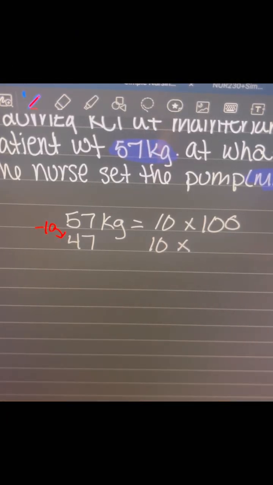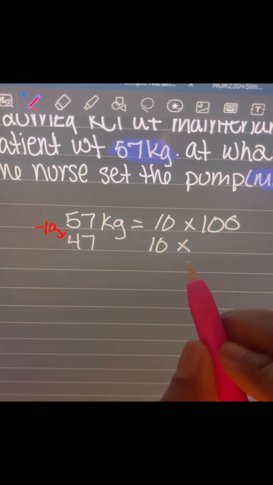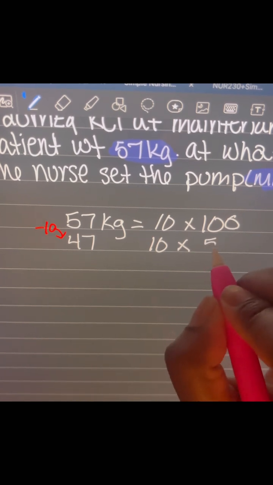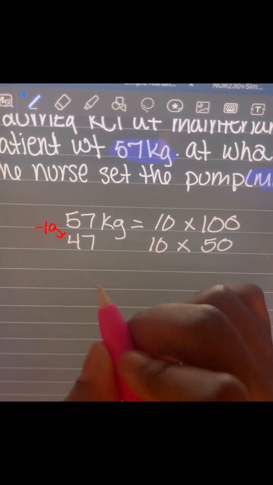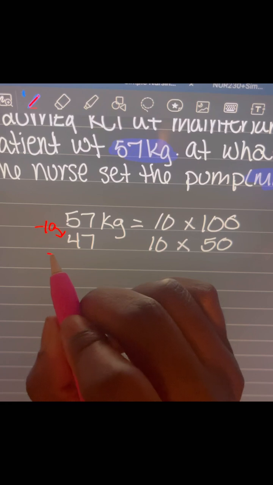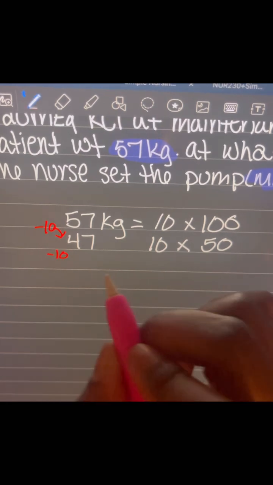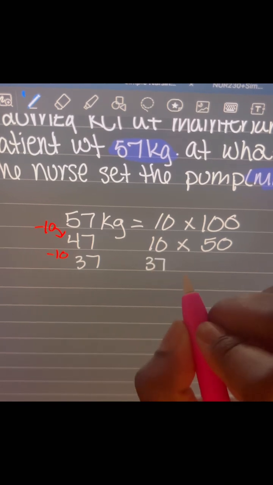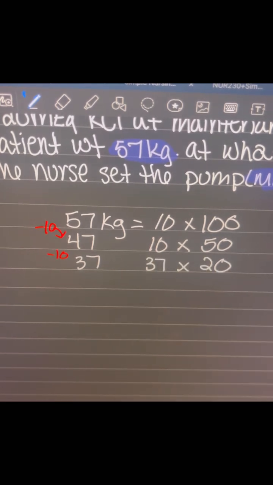And now that we've got 47, we have 10 times 50. Oh, hold on, you guys, let me put that back. Times 50. Now that we are subtracting 10 more, we are down to 37. So now it is going to be 37 times 20.